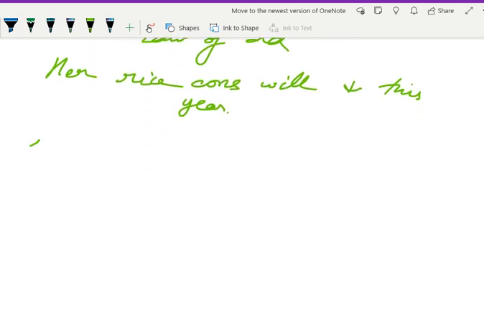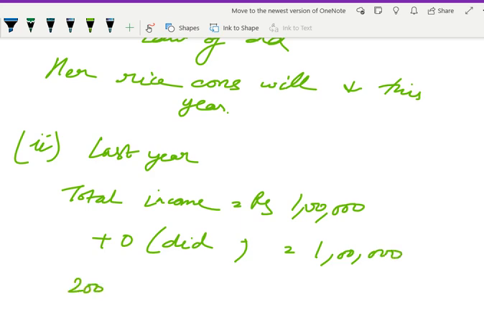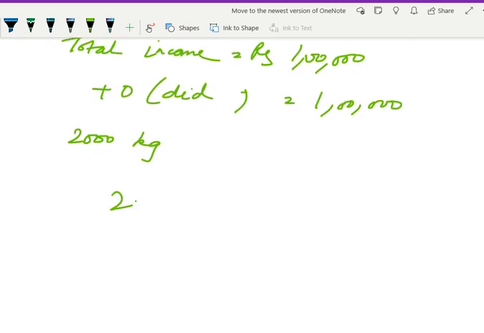My second question was, will she be better off or worse off this year? We have to evaluate this. Last year, the total income was rupees 1 lakh, plus 0 because she didn't sell rice. So total rice consumed was 2000 kg. Her consumption bundle was 2000 kg of rice and 0 of other goods.